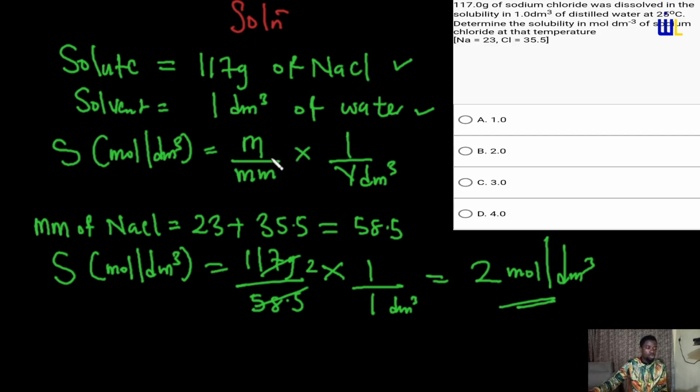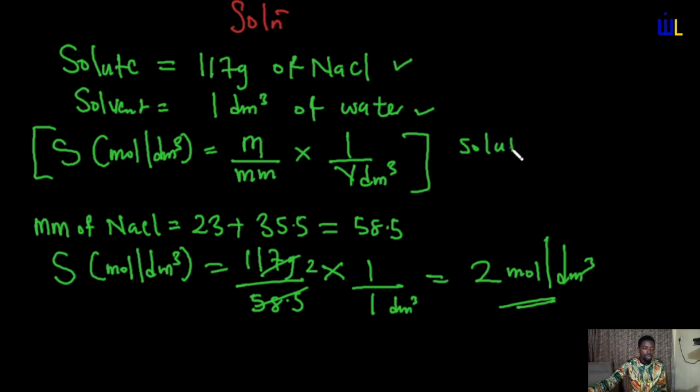So please note, if your solubility is expected in mole per dm³, but your solute is in mass in gram, and your solvent is given as volume in dm³, you simply use the mathematical expression: solubility in mole per dm³ equals mass over molar mass times 1 over volume in dm³. Quite simple, right? Good.